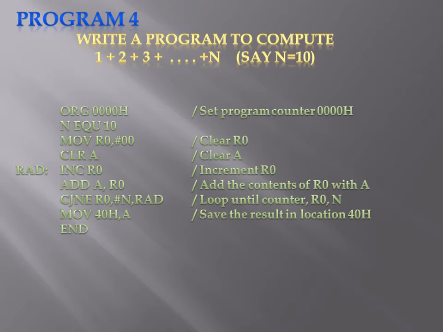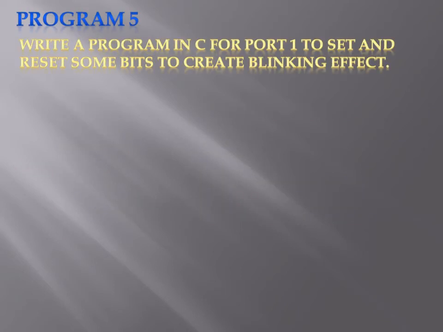So let us move forward. This is program number 5. Write a program in C. Now I'm saying that microcontrollers cannot be programmed only in assembly language. They can be programmed in a higher level language as well. So we write a program in C for port 1. We're using port 1 to set and reset some bits to create a blinking effect. Now I can have some hardware, some LEDs outside, and those LEDs are to be made blinking with the help of the microcontroller program. So what is to be done? We'll try to see this program.